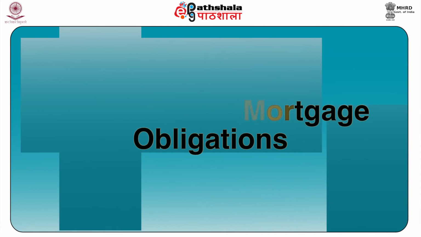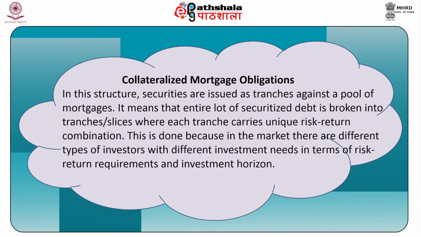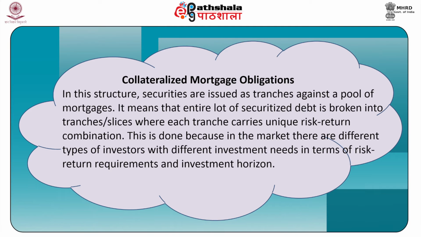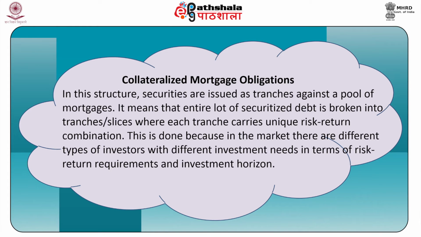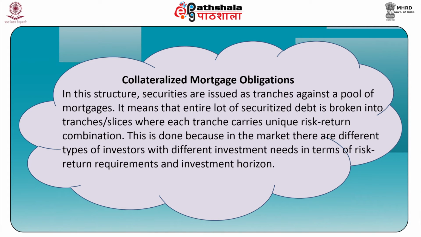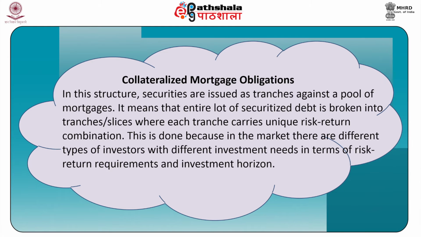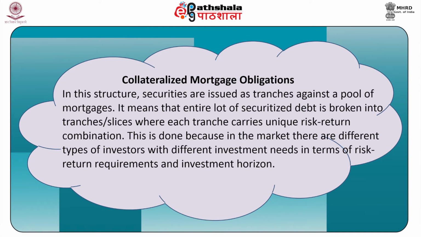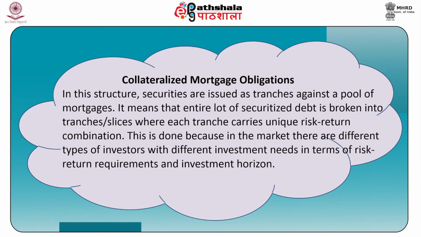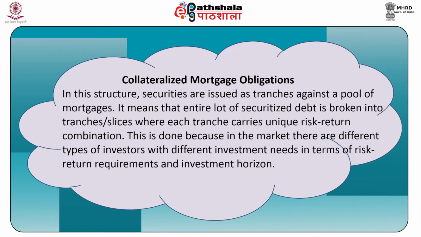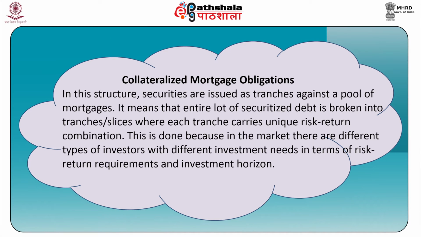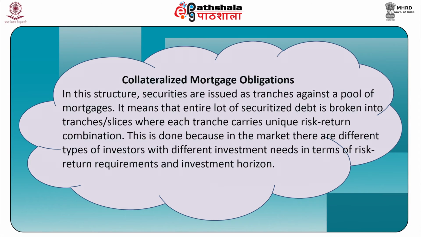Collateralized mortgage obligations. Another structure is known as collateralized mortgage obligations. In this structure, securities are based as tranches against a pool of mortgages. It means that the entire lot of securitized debt is broken into tranches or slices, where each tranche carries a unique risk-return combination. This is done because in the market there are different types of investors with different investment needs in terms of risk-return requirements and investment horizon.